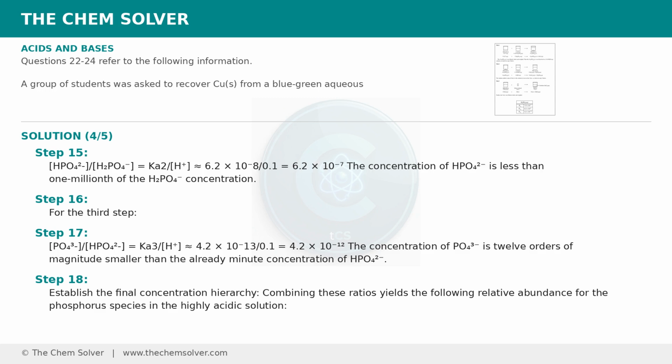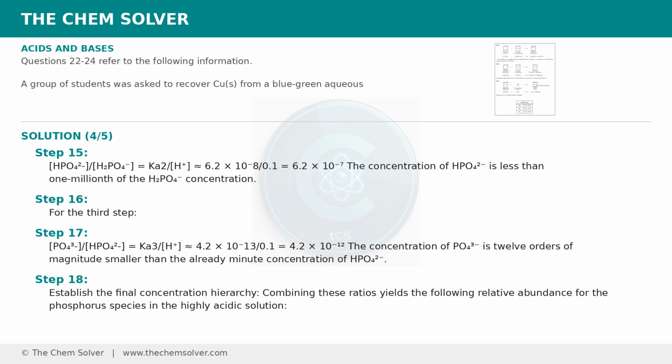equals Ka3 over H+. Approximately 4.2 times 10 to the power negative 13 over 0.1 is equal to 4.2 times 10 to the power minus 12. The concentration of PO4 3- is 12 orders of magnitude smaller than the already minute concentration of HPO4 2-.